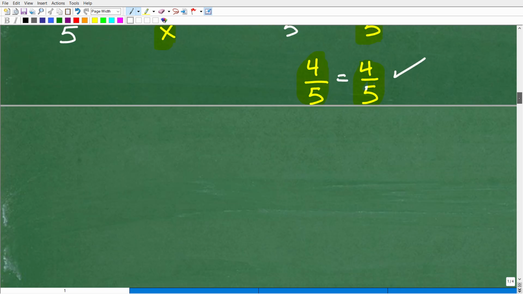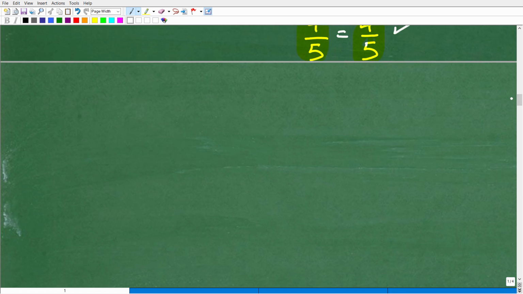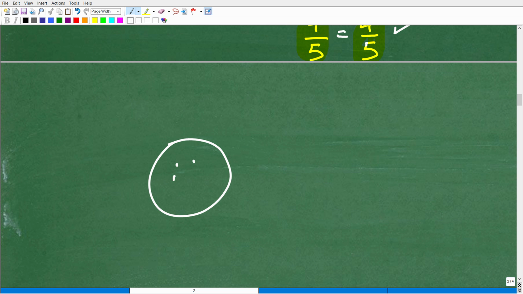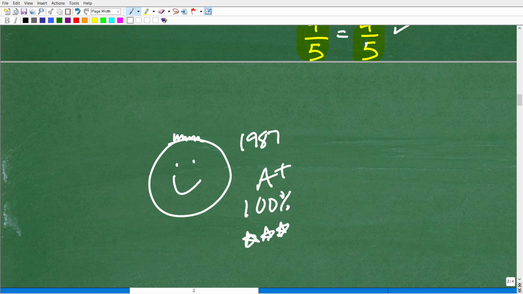So how many of you knew this? How many got this all right? If you understood all this, and you're able to solve this quadratic equation and completely solve this proportion, then I must give you your nice little happy face with a good old 1987 flat top haircut. A plus, 100%. In fact, I'm going to throw in a few bonus stars so you can have an extra special day. Nice job.